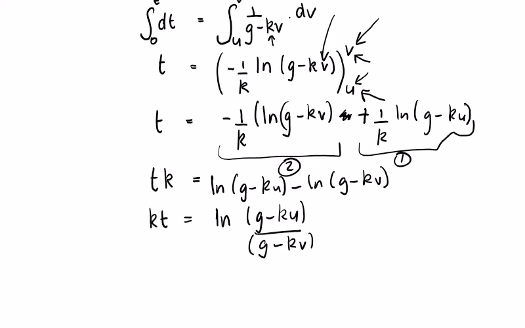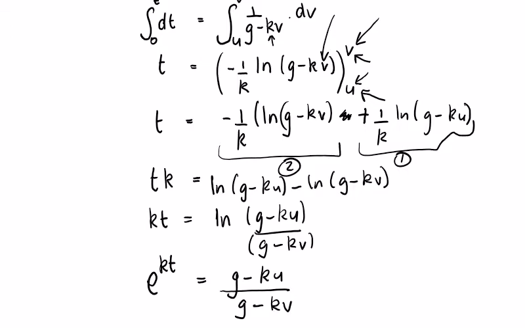Now, to get rid of my natural log on the left hand side, I have to raise both sides to the power of e. So e to the power of kt is going to be equal to g minus ku over g minus kv.